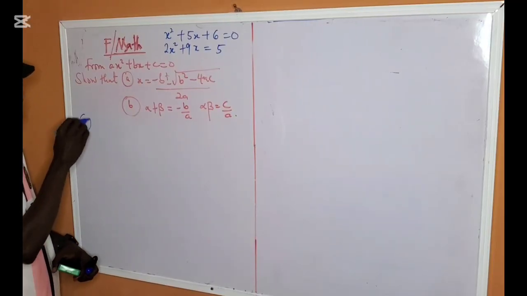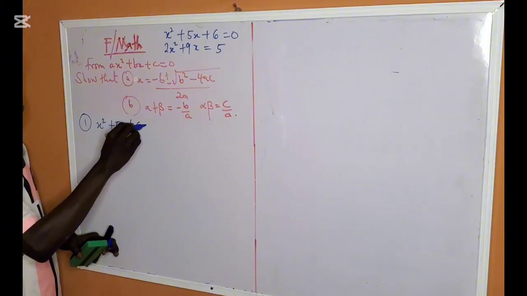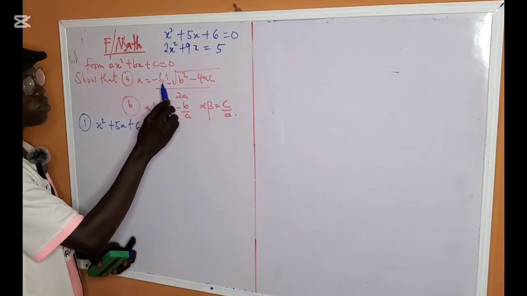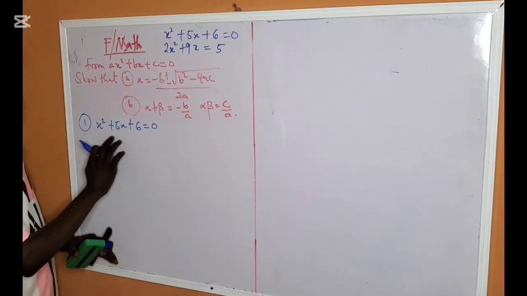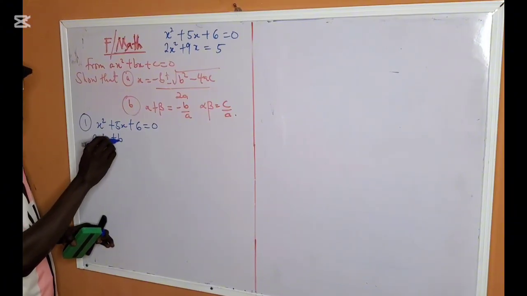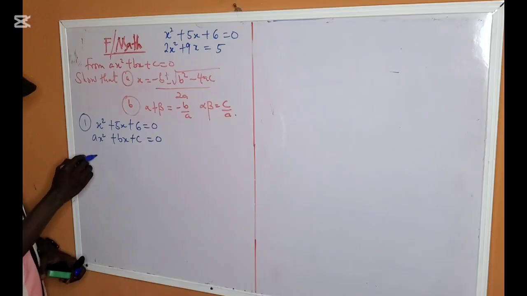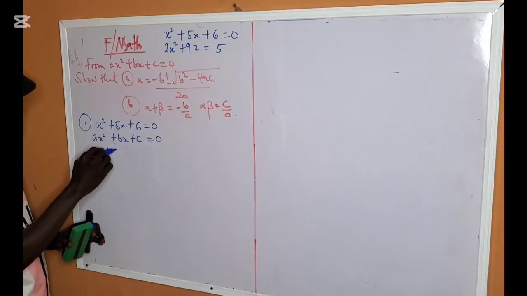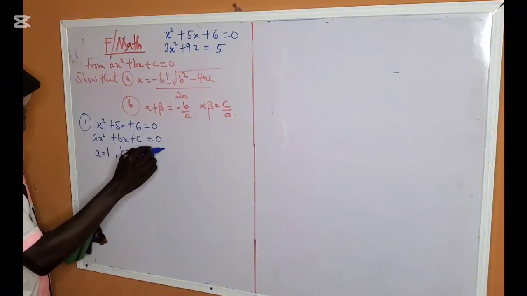The first is x squared plus 5x plus 6 equals 0. You can see that in our quadratic formula, we have b, we have a, we have c. How can we get that? We equate this to our general formula, which is ax squared plus bx plus c equals 0. Therefore, our a here is the coefficient of x squared, which is 1. Our b here is 5, and our c is 6.